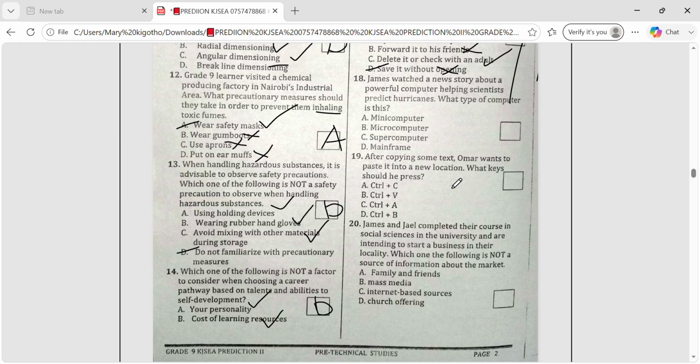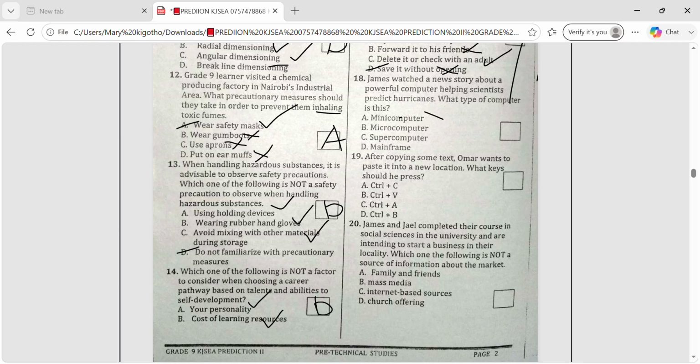We're being told James watched a news story about a powerful computer helping scientists predict hurricanes. What type of computer is this? We have mini computers, microcomputers, supercomputers, and mainframe computers. You can pause the video and answer the question. Now we start with the mini computers. So mini computers, this is everyday personal computers, and example is a laptop.